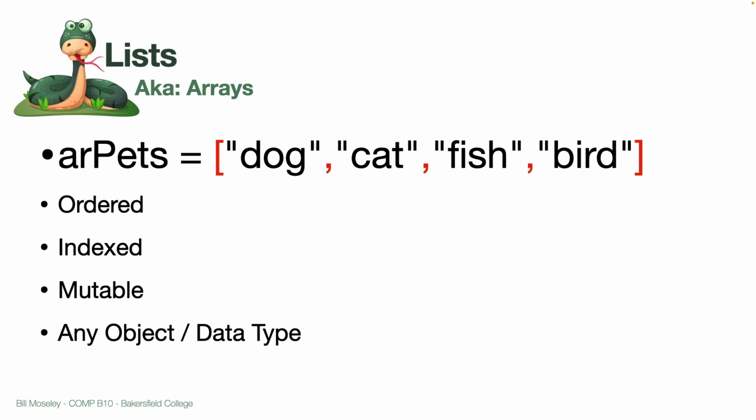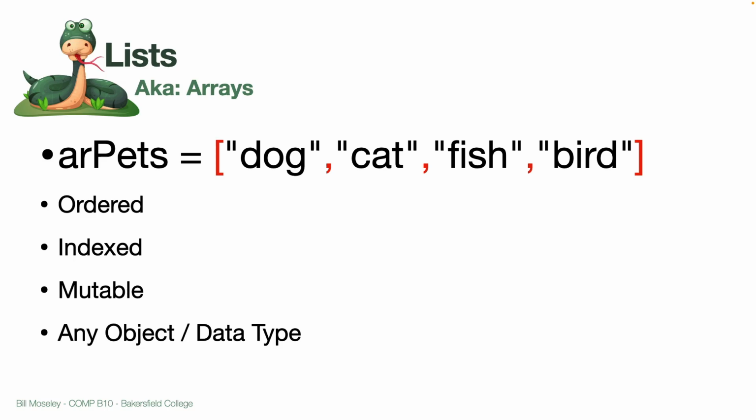Lists in Python are ordered, which means if I declare this list, the order of dog, cat, fish, bird will always stay the same until I explicitly change it in my program. That's important because we can rely on that list to always be in that order, which allows us to know that dog is always going to be in that first spot. It's reliable.